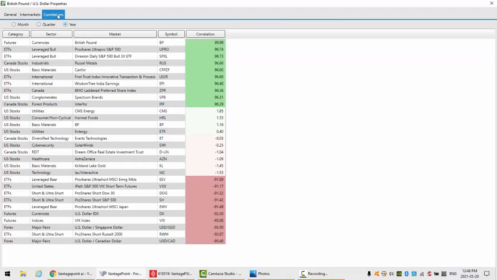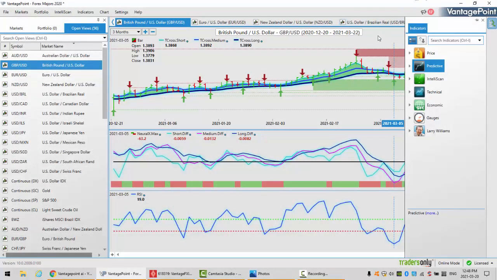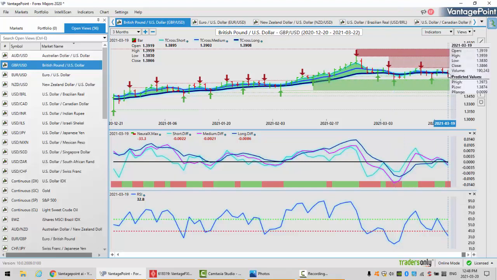And again, those correlations can be put to an exact number. The British pound futures 99%, ProShares Ultra Short 96.7. These are 91% inversely correlated. You can see the VIX short-term futures, dollar index, VIX, US Singapore. So again, there's a real science behind doing the analysis this way instead of using single market analysis tools. That's the whole premise of intermarket analysis.